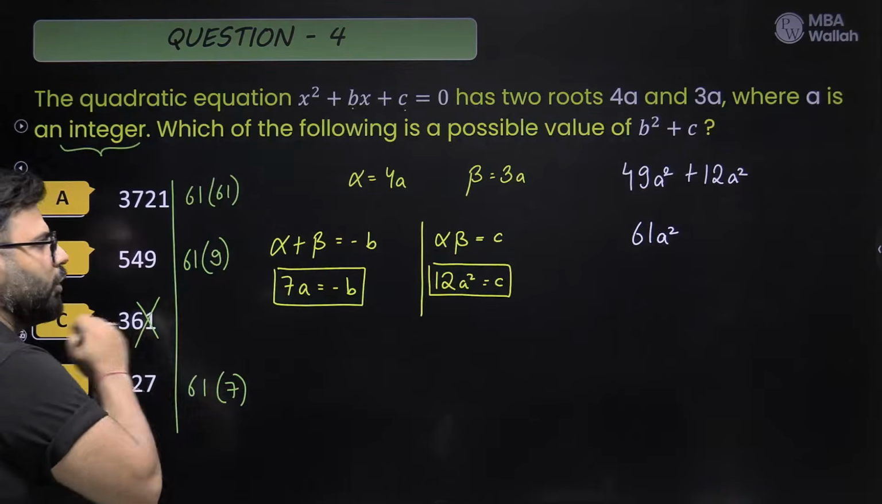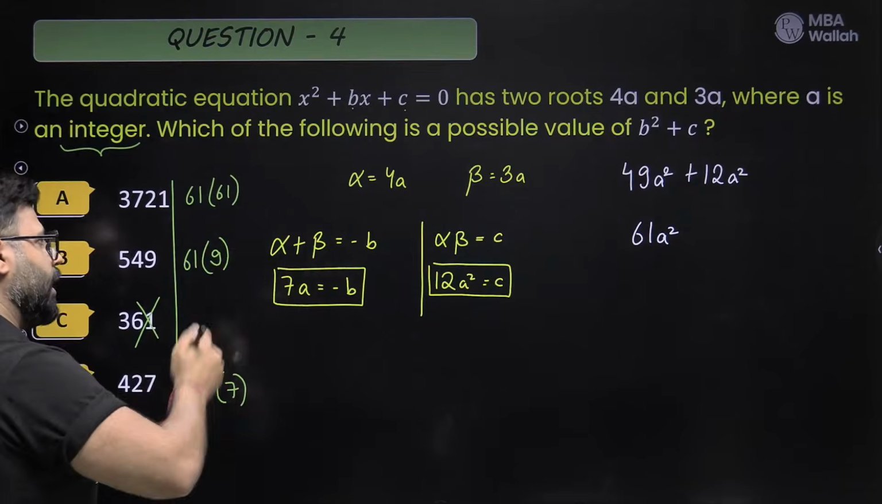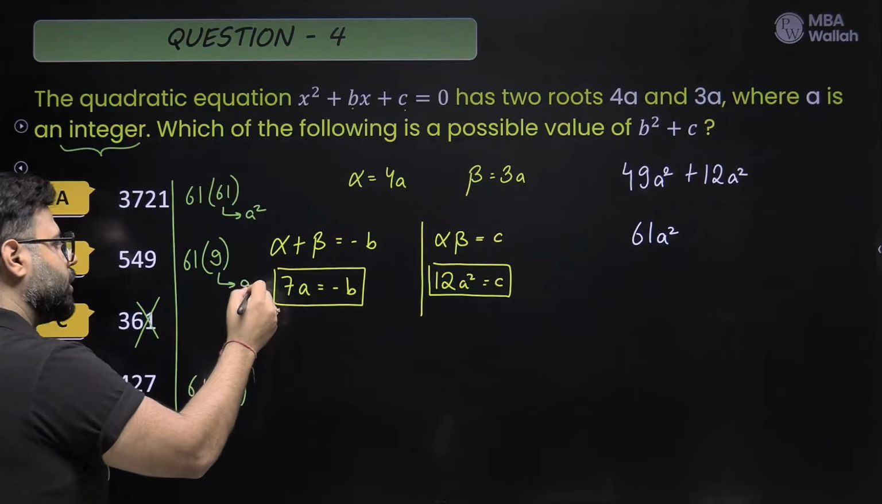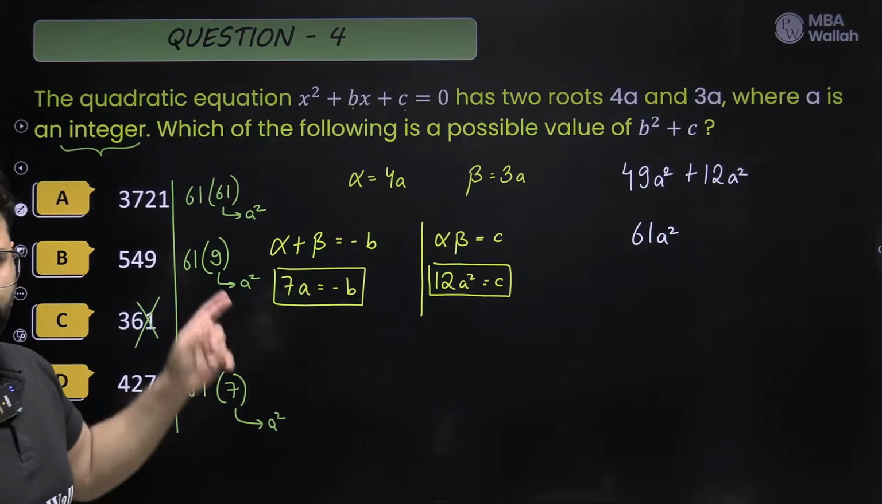So which of the following can be represented as 61a square? 61 I have. Can this guy be represented as a square? Or this guy can be represented as a square? Or this guy can be represented as a square? Which of the following can be a square?